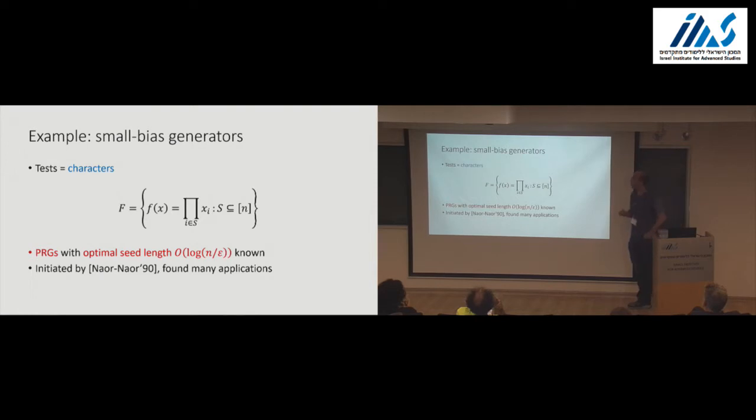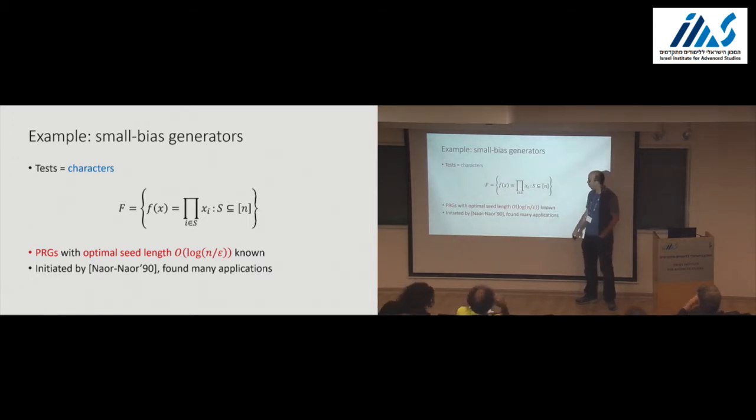So this is one basic construction. Here's another basic construction: small bias generators. Here the tests are just characters of Z_2^n, or, in another way of saying it, remember my variables are plus minus 1, so my tests are just products. It's all possible products of a subset of the variables. Again, what we want is some distribution that has small support or small seed length that looks random to this type of tests. This has been well studied since the 90s, started by Naor and Naor, and there have been many more works on it. We know that the optimal seed length is order log n over epsilon. We still don't know what the right constant here should be, but up to constants.